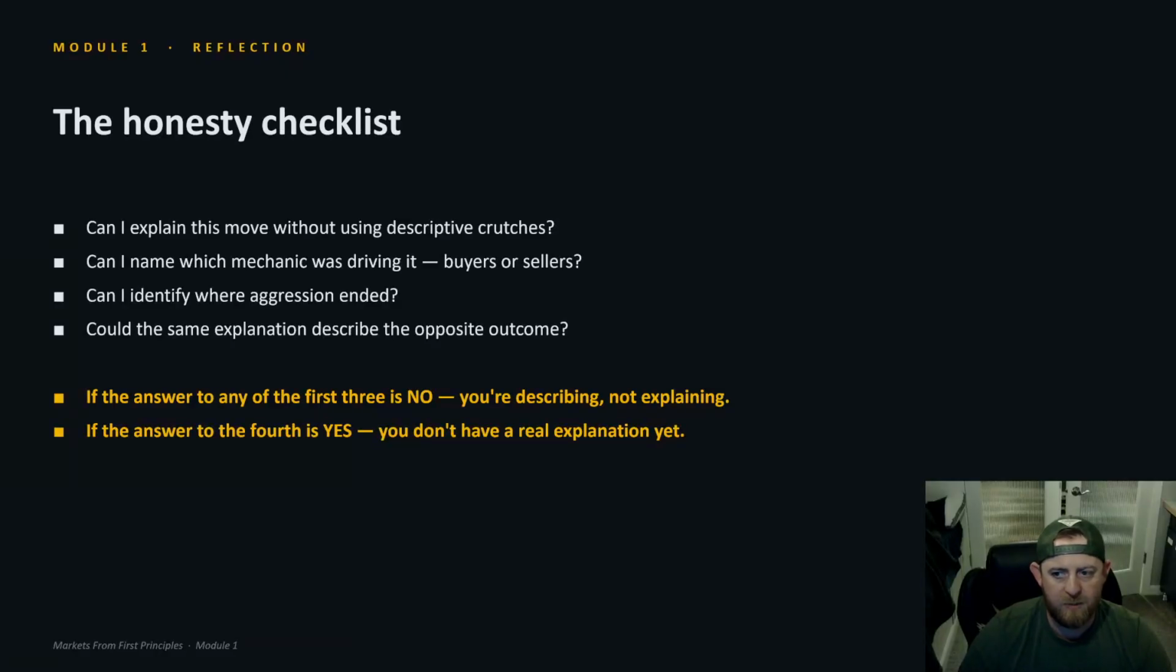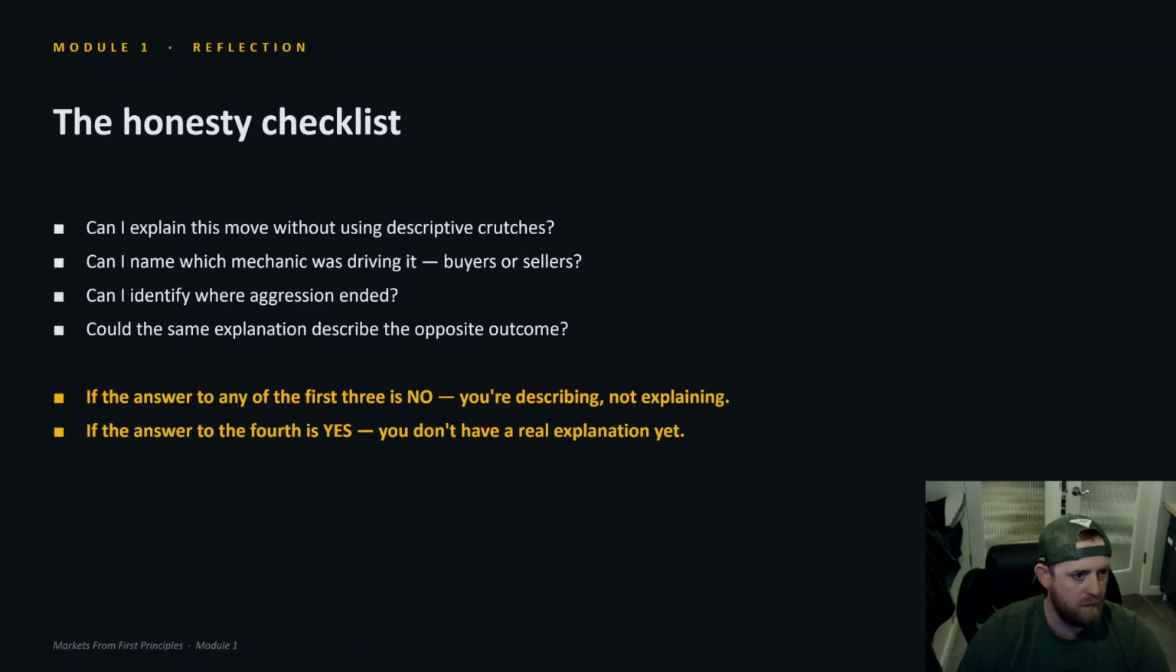Okay. Keep yourself honest. When you're doing your own chart talk, think about this. Can I explain this move without using descriptive crutches? Can we be objective? Can we explain? If you have to fall back on a trend or a breakout or something, you actually don't have an explanation. So that should be a trigger for you to say, what is it that I'm not understanding? What have I not analyzed so that I can explain this concisely?